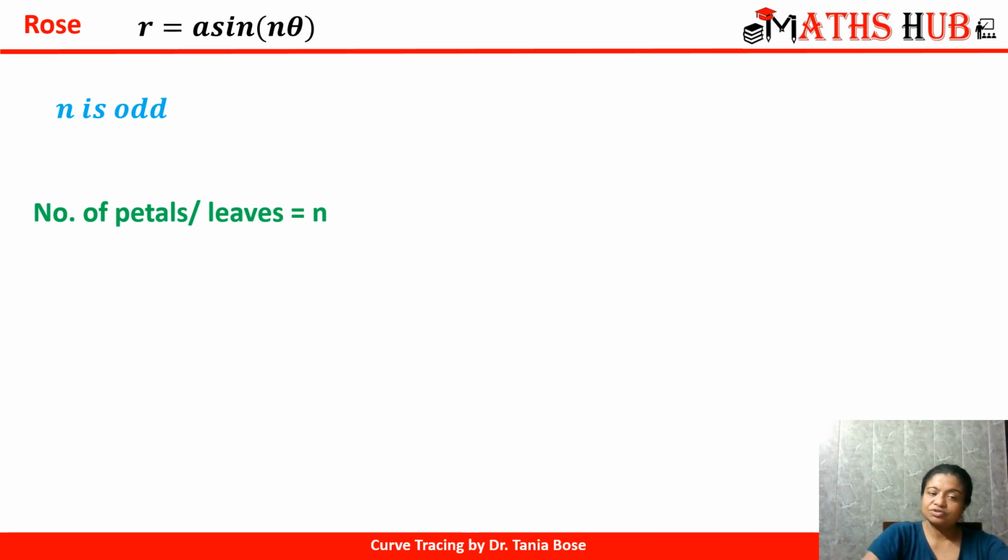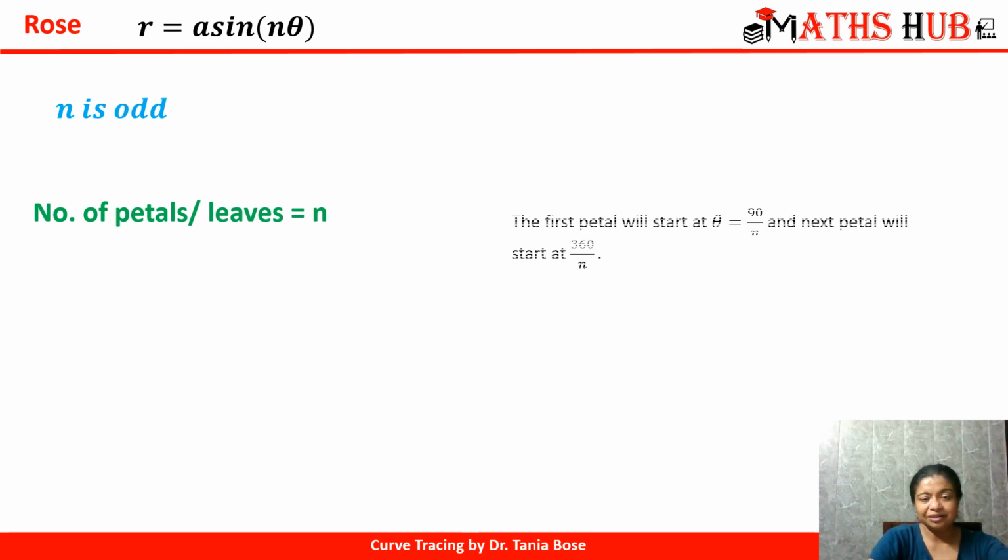Now what about the positions of these leaves? When it was cos, the first leaf always occurred at theta equal to 0. Now when it is sine, the first leaf will always occur at theta equal to 90 by n. This is important. And the next petal or leaf will occur at a shift of 360 by n. So with cos, the first petal occurs at theta equal to 0, but with sine, the first petal will always occur at theta equal to 90 by n.